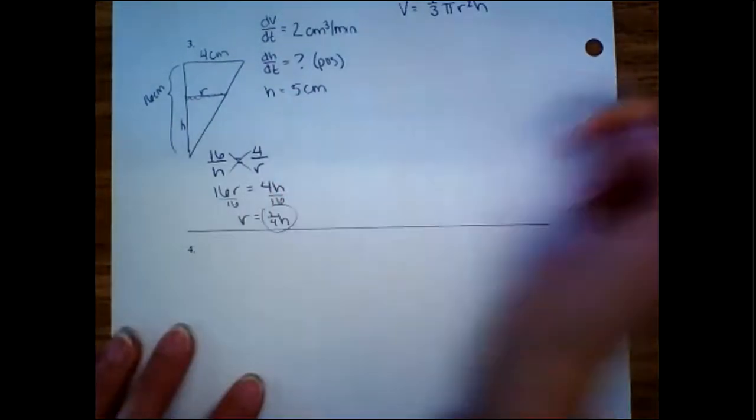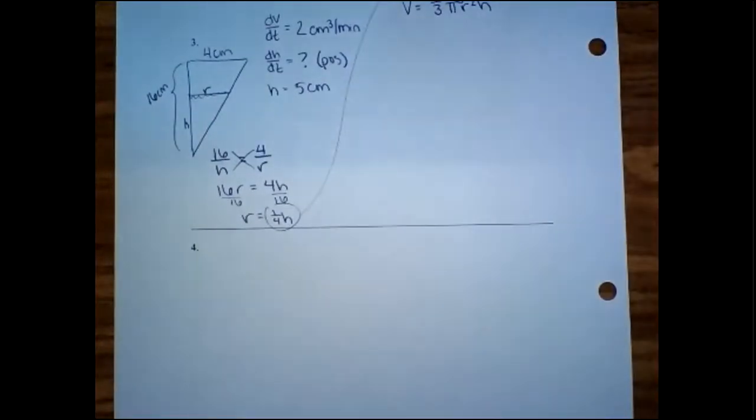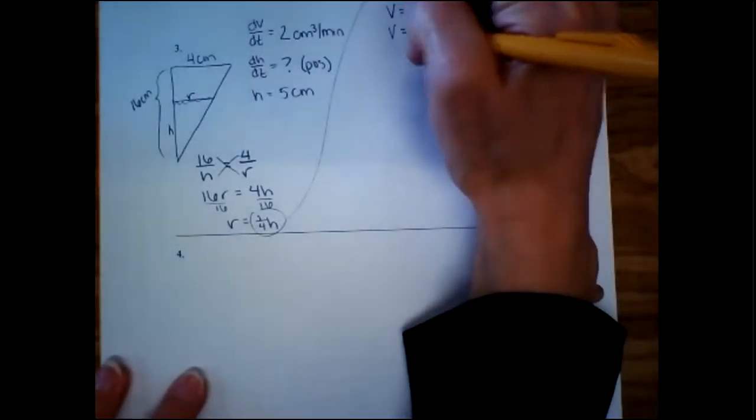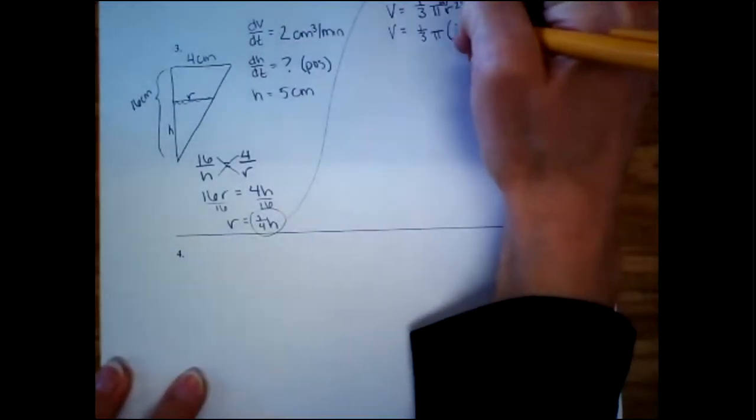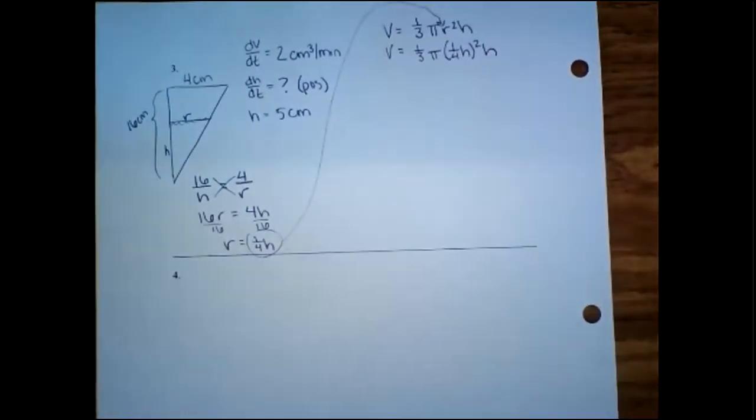You're going to take that 1/4 h, plug it in for r, and then simplify it down. Again, it's not calculus. It's just a bunch of algebra. So you're going to take out that r, and in its place, you're going to put 1/4 h. Give it a hug, which means put parentheses around it. That's what I call that. Give it a hug. And then to simplify it down, this is kind of like PEMDAS.